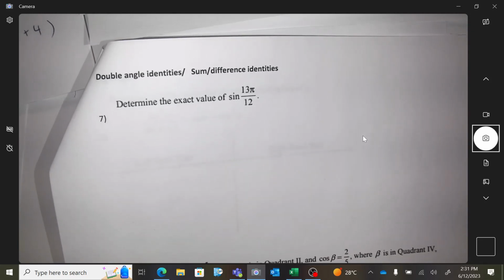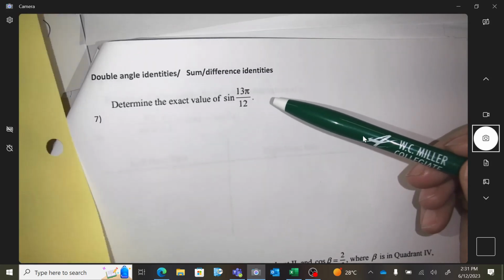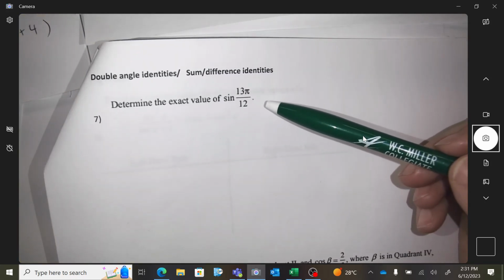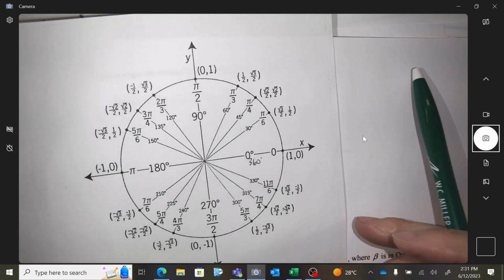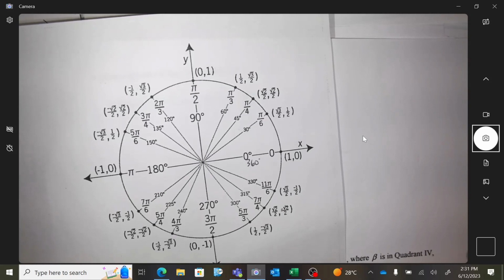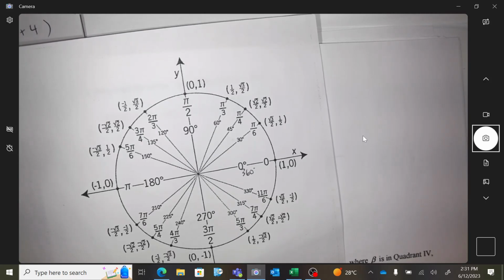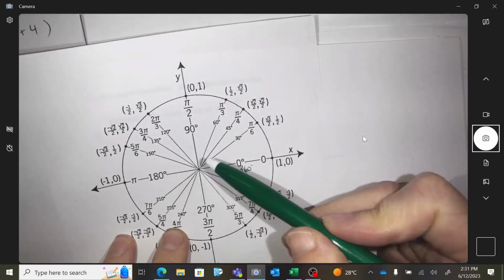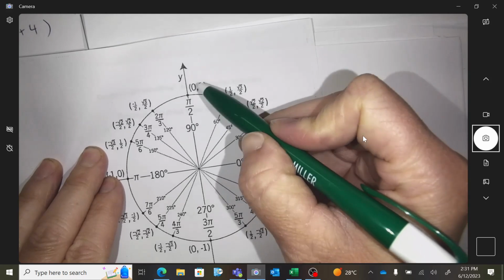Exact value of 13 pi over 12. Okay, so let's just take a peek at a unit circle. 13 pi over 12. Well, that's not on there. What do we know about fractions that end in 12 with regards to the unit circle? They are either the 15s or the 75s.